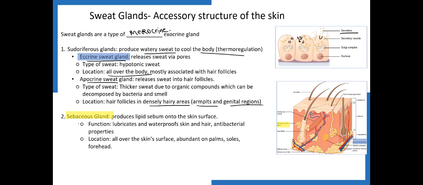Second type of glands are sebaceous glands, and they are also associated with hair. So you can see here the sebaceous or oil gland is associated with the hair, and they help to lubricate both the skin and the hair. Sebum that's produced by the sebaceous gland has some antibacterial properties as well.